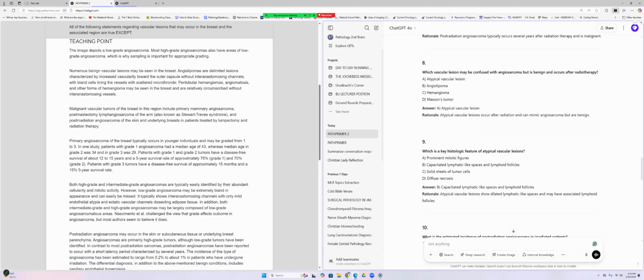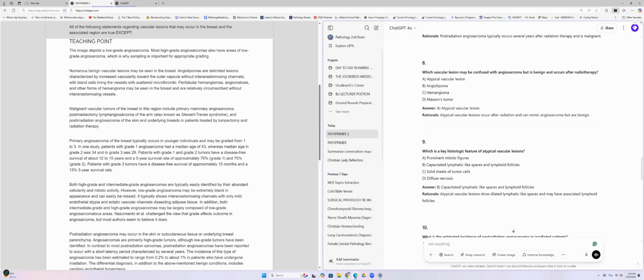Number 8. It is an atypical vascular lesion. Yes, what's the name for atypical vascular lesion? Dilated lymphatic spaces and lymph follicles. Benign lymphangiomatous papule. They can be dilated lymphatic spaces, and may have associated lymph follicles. What's the difference between it and post-radiation angiosarcoma? H and E. Angiosarcoma has anastomosing channels. Low-grade angiosarcomas will have anastomosing channels. Yes, very good.